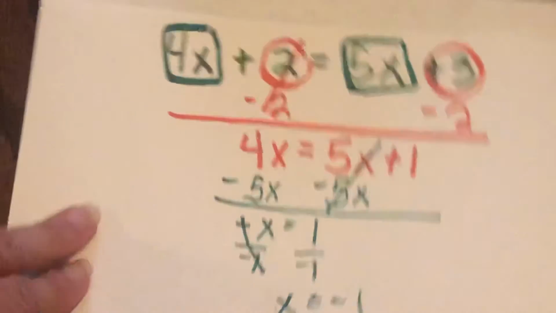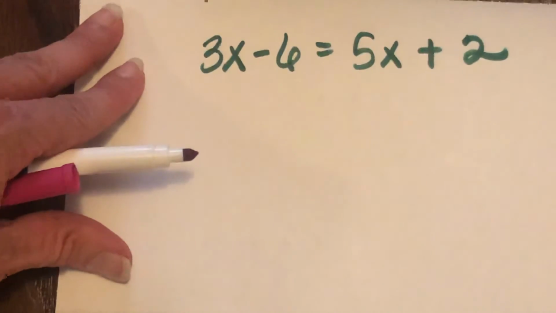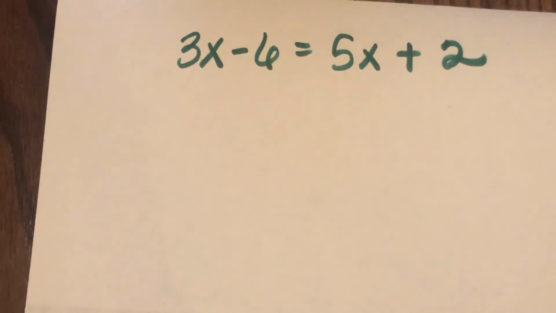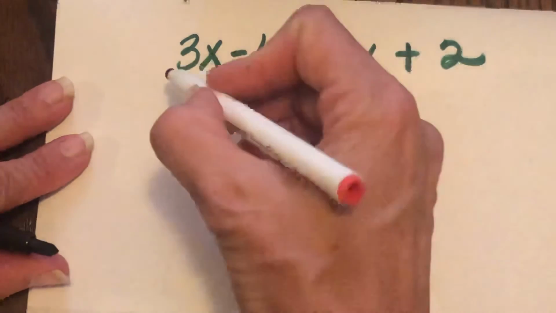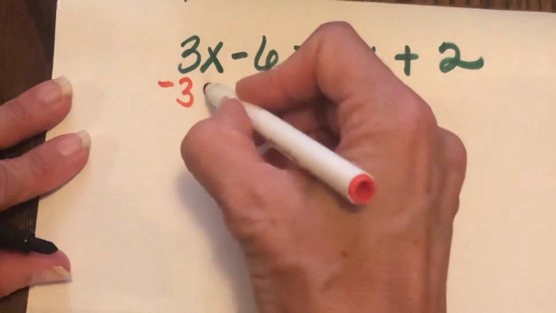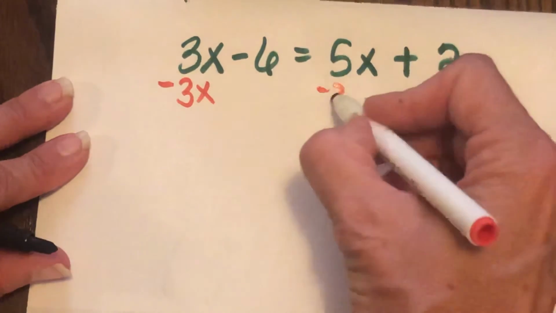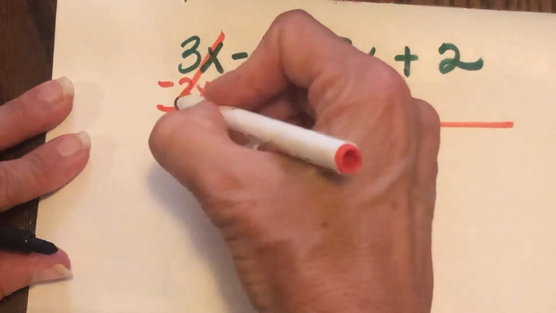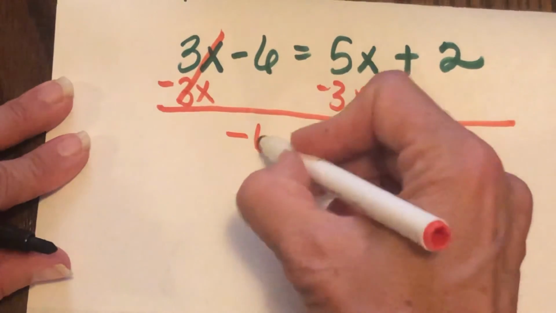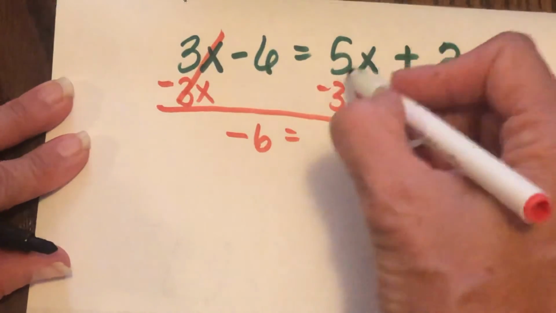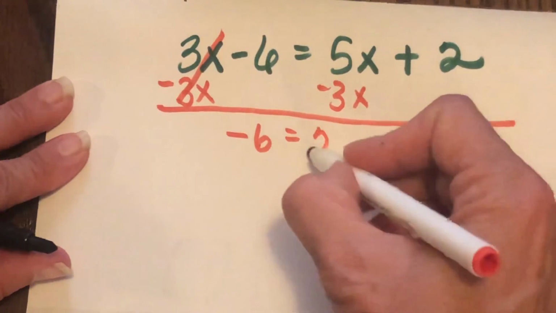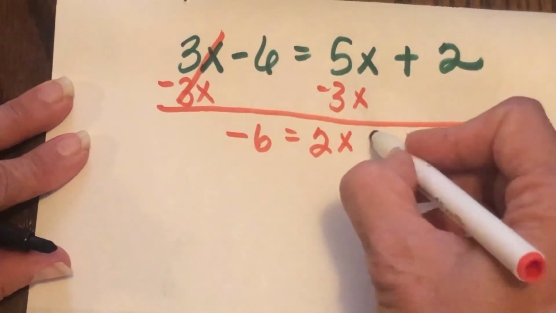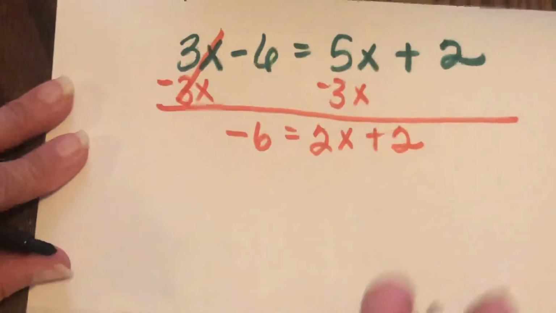Okay, our second equation. We have 3x and 5x that are like terms. So I'm going to subtract 3x to himself and his like term on the opposite side. That cancels out, leaving us with negative 6. 5x minus 3x gives us 2x. I'm going to bring my 2 on down.